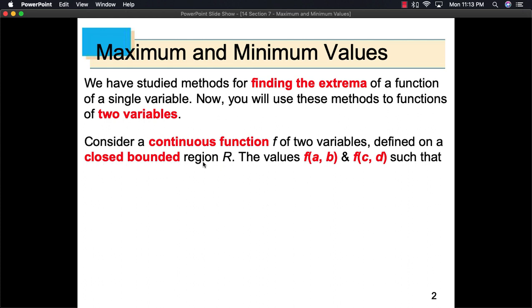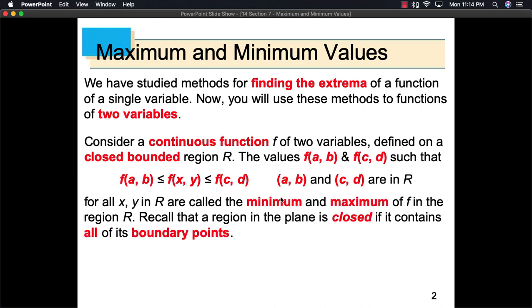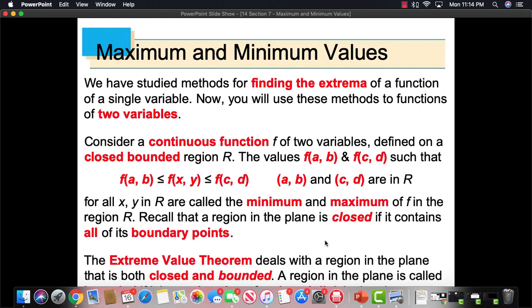Whenever I say closed bounded region, that usually means what I've said before in class, where you have a beach canopy casting a shadow onto the ground. That's what region R is. It's a closed bounded region, the shadow. A lot of this is just math jargon, but this is the shadow. And keep in mind that the minimum and maximum values actually occur on this region.